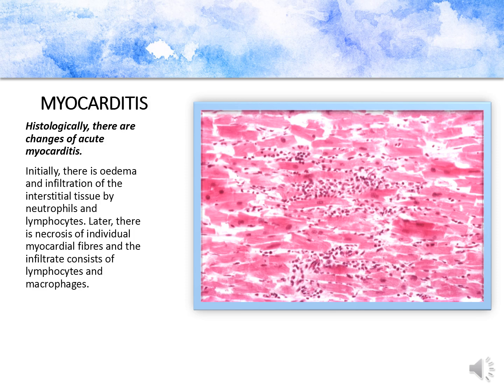Histologically, there are some features in case of acute myocarditis. Initially, there is edema and infiltration of the interstitial tissue by neutrophils and lymphocytes. Here you see such areas of infiltration. Later, there is necrosis of individual myocardial fibers, and the infiltrate consists of lymphocytes and macrophages.